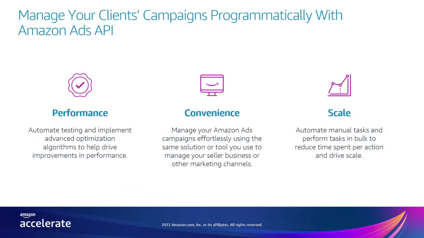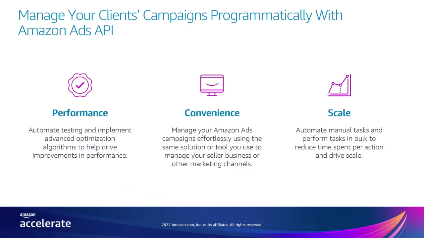Let's start by looking at the Amazon Ads API and how you can use it to help support your campaigns during peak periods. First is performance. Applications built using the Amazon Ads API can incorporate sophisticated mechanisms to help improve campaign performance. These mechanisms can include automated testing or machine learning algorithms.